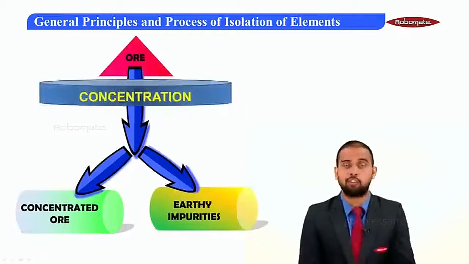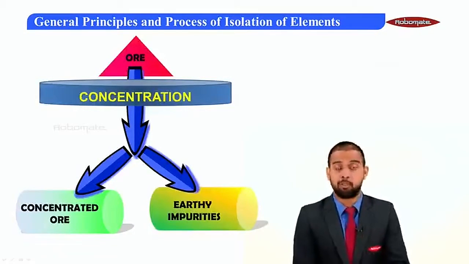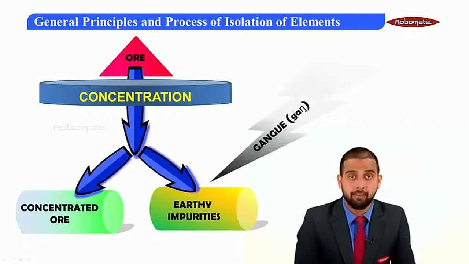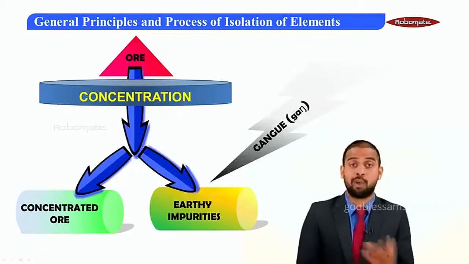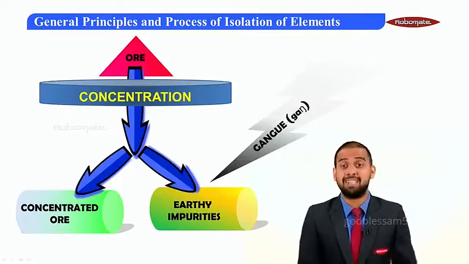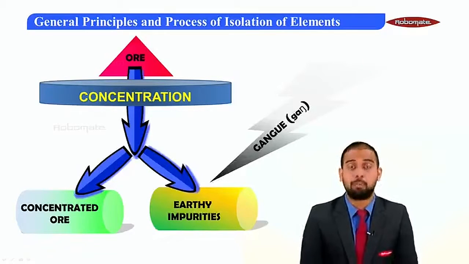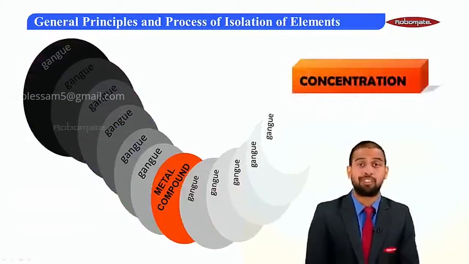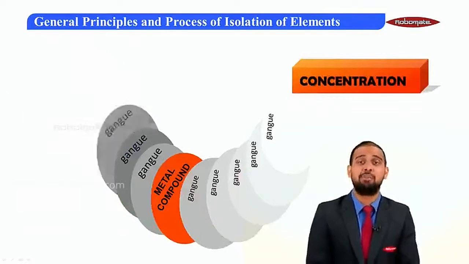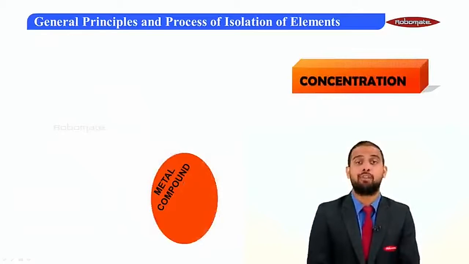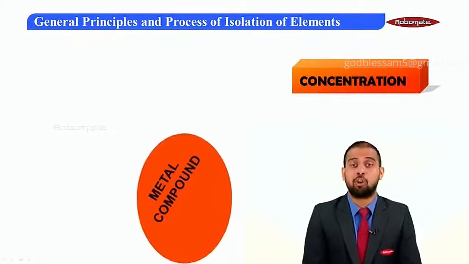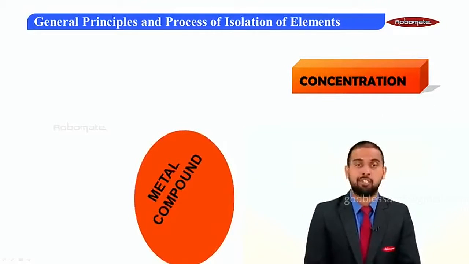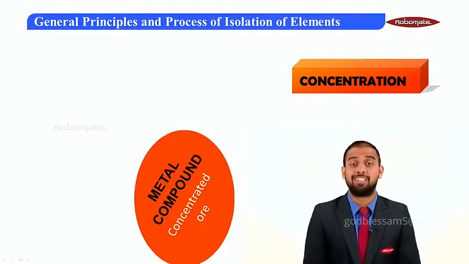This is called concentration. And these earthy impurities, which could be anything like mud, sand, silica, are also called gangue. So how do we define the word gangue? Gangue is nothing but the undesired earthy impurities which are present in an ore. So all that you have to remember is that concentration is just the removal of the gangue, or the earthy impurities, and obtaining a concentrated metal compound. These concentrated metal compounds are also called concentrated ore.